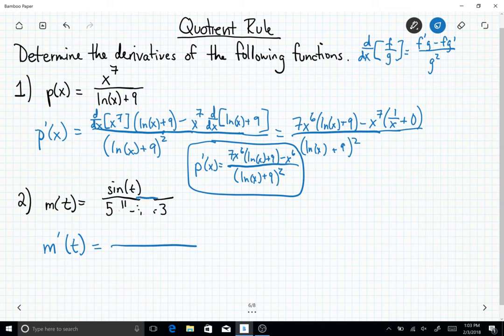So 5t to the 11th minus 7t plus 3. Okay, so 5t to the 11th minus 7t plus 3, the quantity squared. And then now we take the derivative of the numerator, derivative of sine of t. So d dt now.